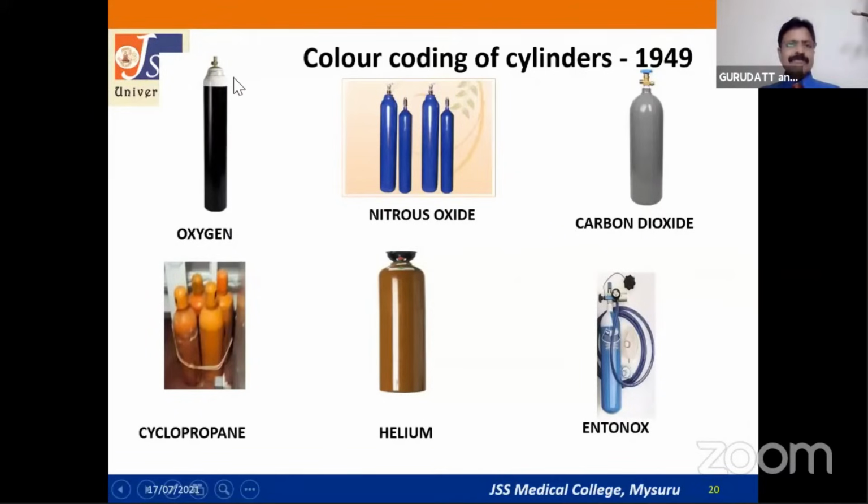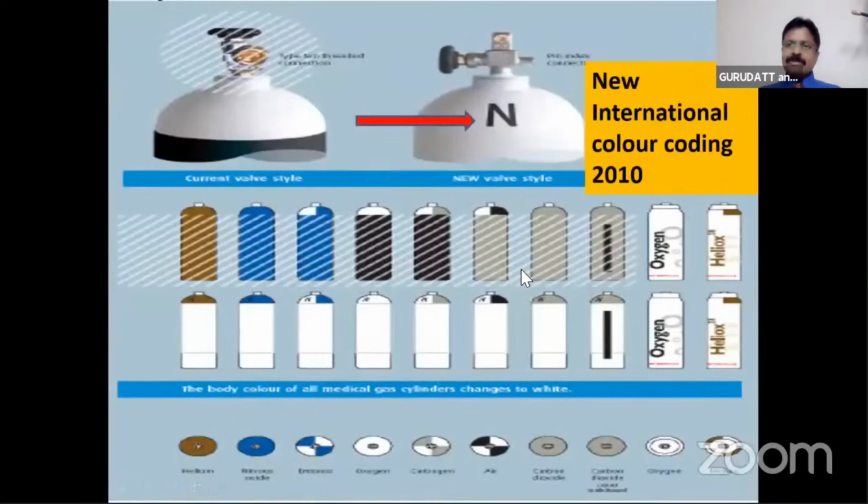Like oxygen was black with white shoulders, black body with white shoulders, nitrous oxide French blue, both shoulders as well as the body, carbon dioxide gray, helium brown, cyclopropane orange, and entonox blue body with blue and white stripes. So in 2010, a new international color coding has been introduced. Of course, this has not been introduced in India, but you may be asked in the exam, so it is better to know. And this new international color coding is mainly for medical oxygen cylinders, medical cylinders.